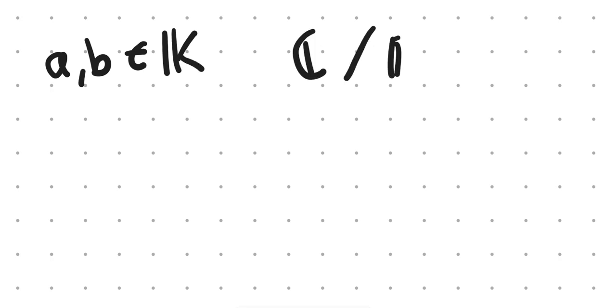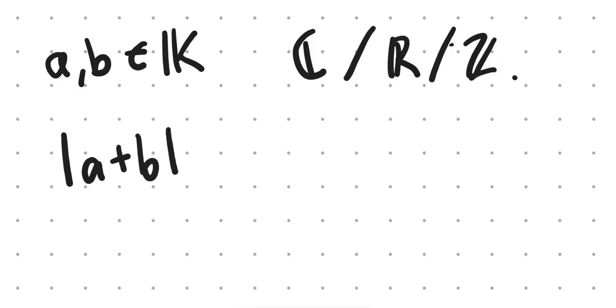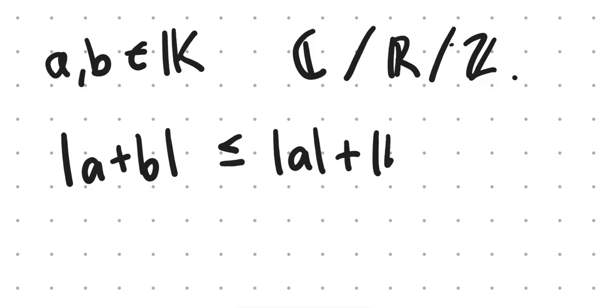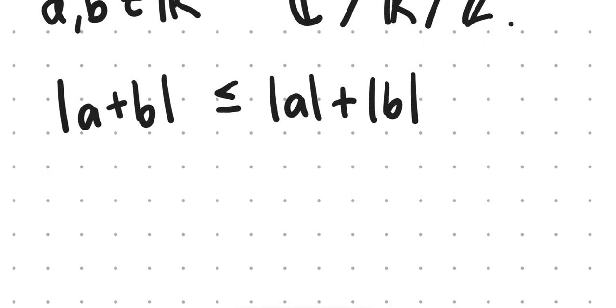We have A and B in some number field, so we call it K. It can be complex numbers, real numbers, integers, or whatever you want it to be. And it states that the absolute value of A plus B is always smaller or equal to the absolute value of A plus the absolute value of B.